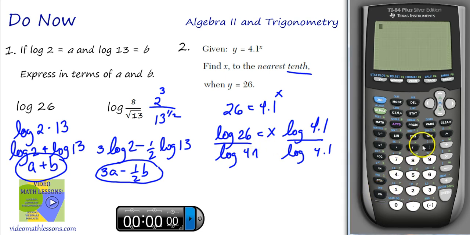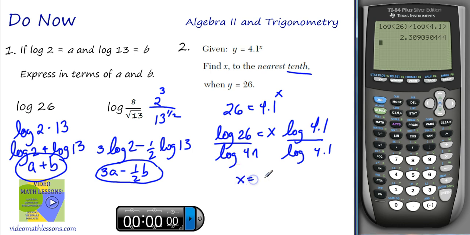So log 26. Now it's important to make sure you close the 26. Divide by log 4.1. And we hit enter, and we get 2.30909, blah, blah, blah. And they want us to round to one decimal place, the nearest tenth. So my answer is 2.3.